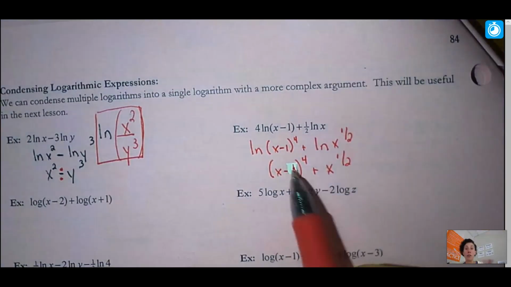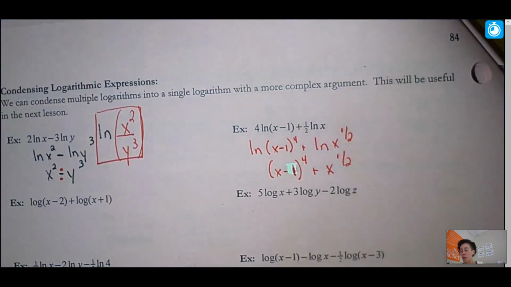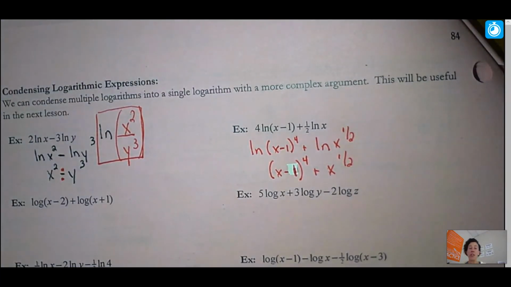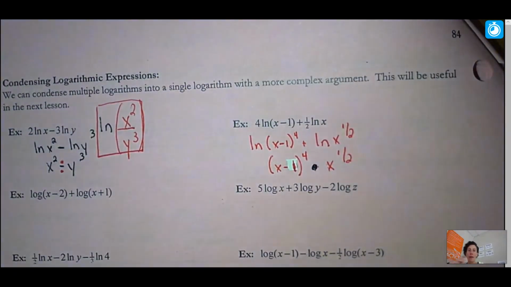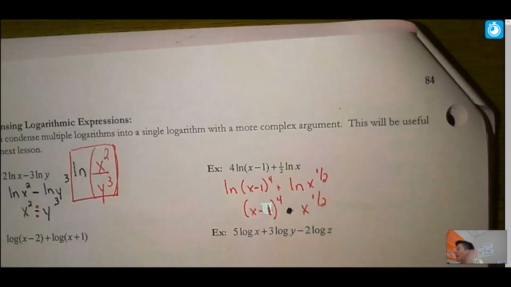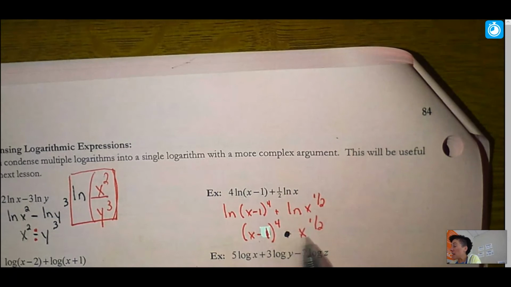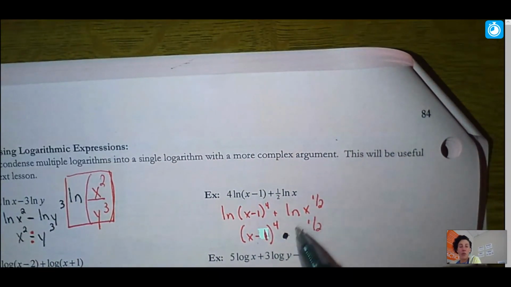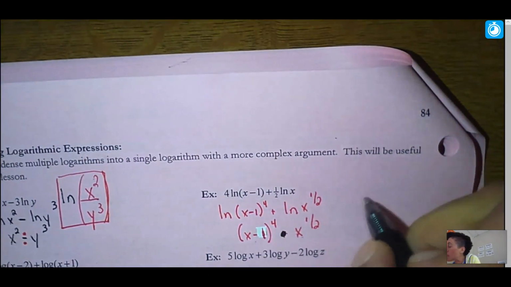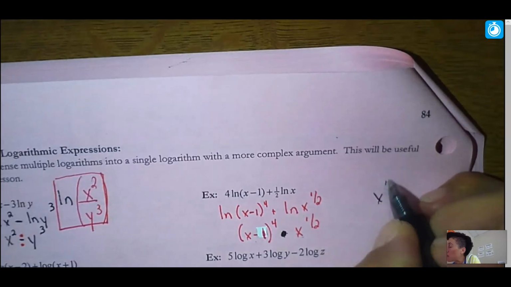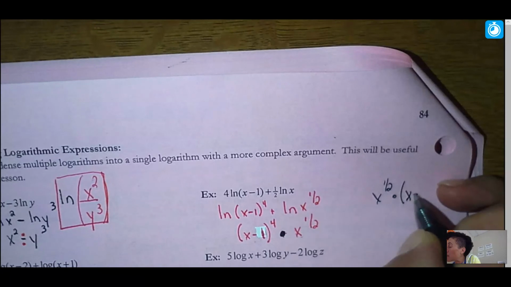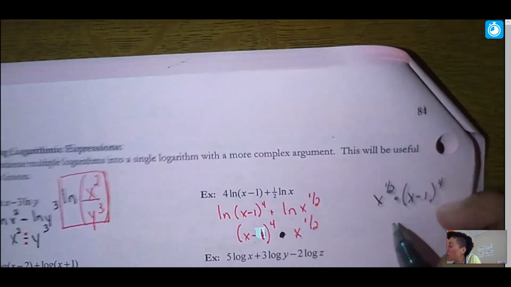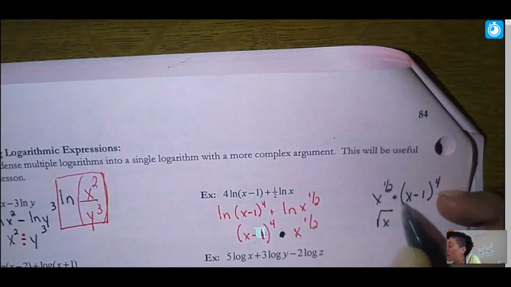And now I look at the terms. This is a term, this is a term, and that addition in between the terms is going to turn into multiplication. I'm not going to put an x because I got enough x's. And now what I'm going to do is just write this times this. Usually have the shorter part in first, so I'm just going to write it over here, x to the 1/2 times x minus 1 to the 4th. You could also write it as the square root of x if you want.